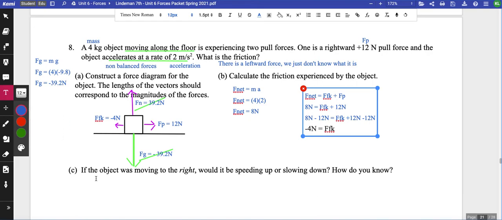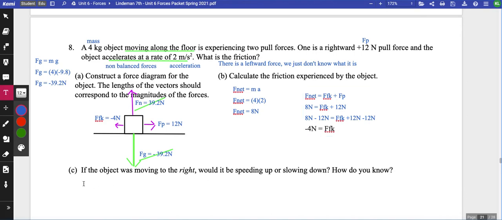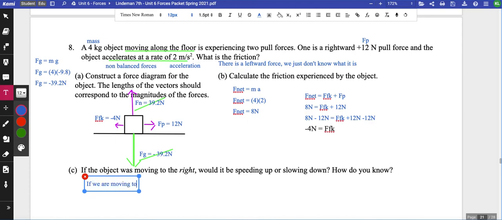Okay, then this bottom question: if the object was moving to the right, would it be slowing down or speeding up? So again, we have to think about if we are moving to the right, are we moving toward the net force or away from the net force? We're moving with the net force, right? Or toward the net force. So we are speeding up.